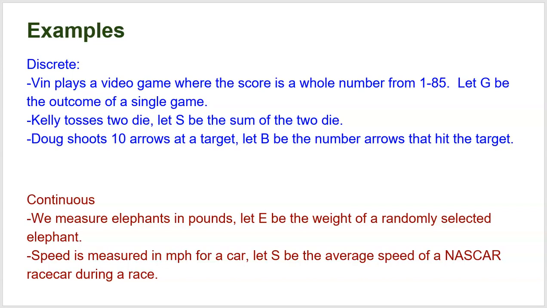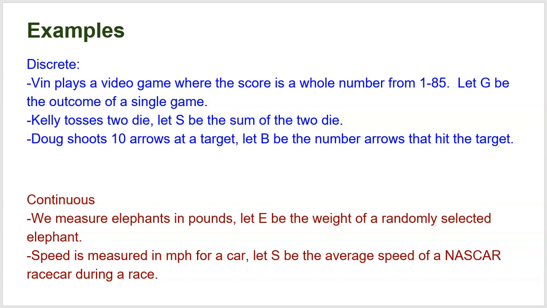Continuous would be, okay, we're going to measure an elephant in pounds and let E be the weight of a randomly selected elephant. Oh my gosh. Baby elephants all the way to huge elephants. I mean, especially if you start measuring the pounds in decimals, boy, oh boy, there could be an endless amount of options for the weight of an elephant. Now, you might say, well, no, all elephants weigh between 700 pounds and 1,200 pounds.